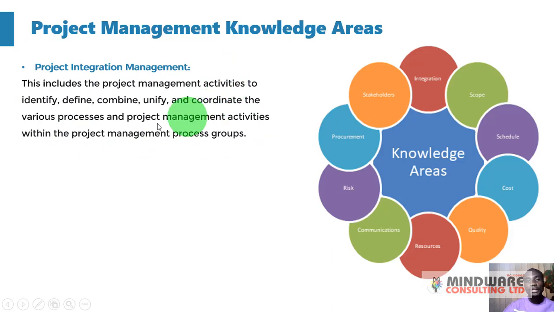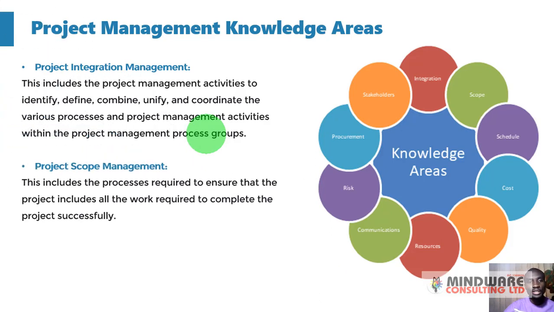Okay, so integration management has to do with identifying and coordinating the various processes within the process groups all together. You're putting all of them together and then feeding them into the project. That will definitely take you to the next knowledge area, which is the project scope management. Now this includes the processes required to ensure that the project includes all the work required to complete the project successfully.